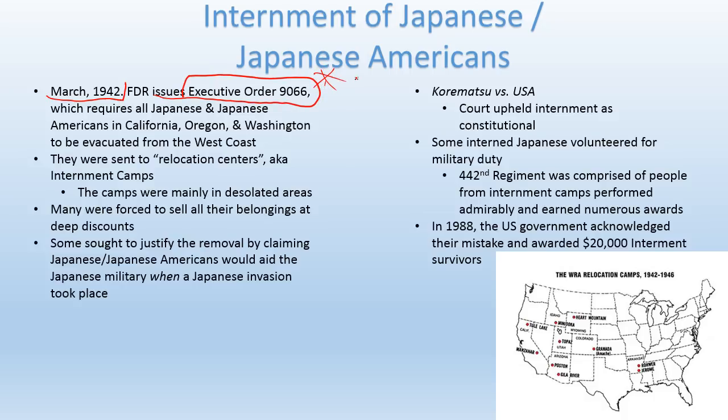This requires all Japanese and Japanese Americans. Remember, people born in the United States, they are American citizens. And if they're in California, Oregon, or Washington, they have to be, as I say, evacuated from the West Coast. It's an interesting word. They're sent to relocation centers, which are really what we'd call internment camps.